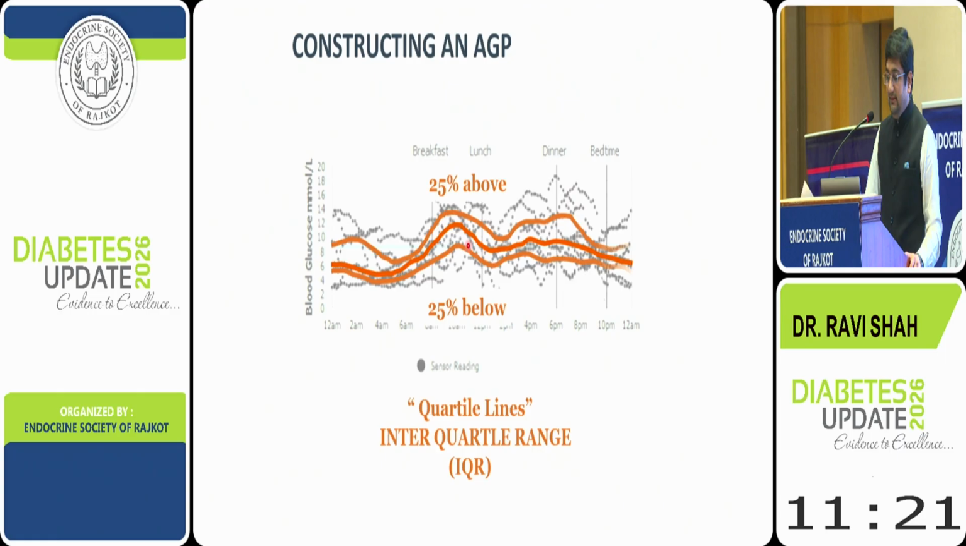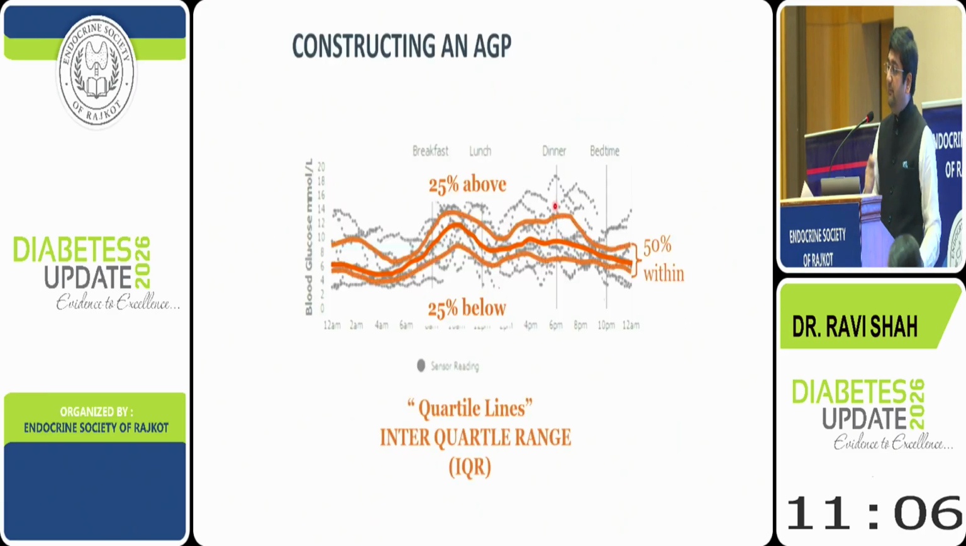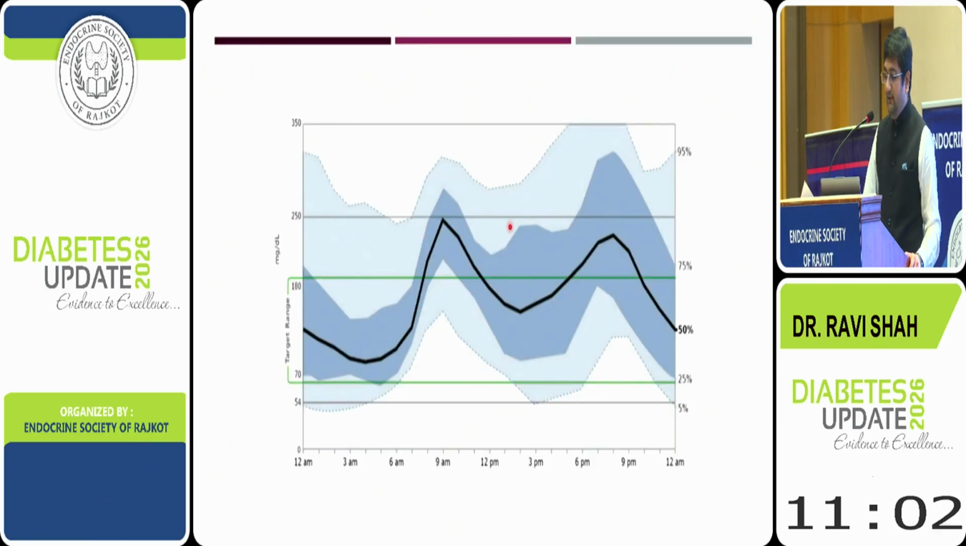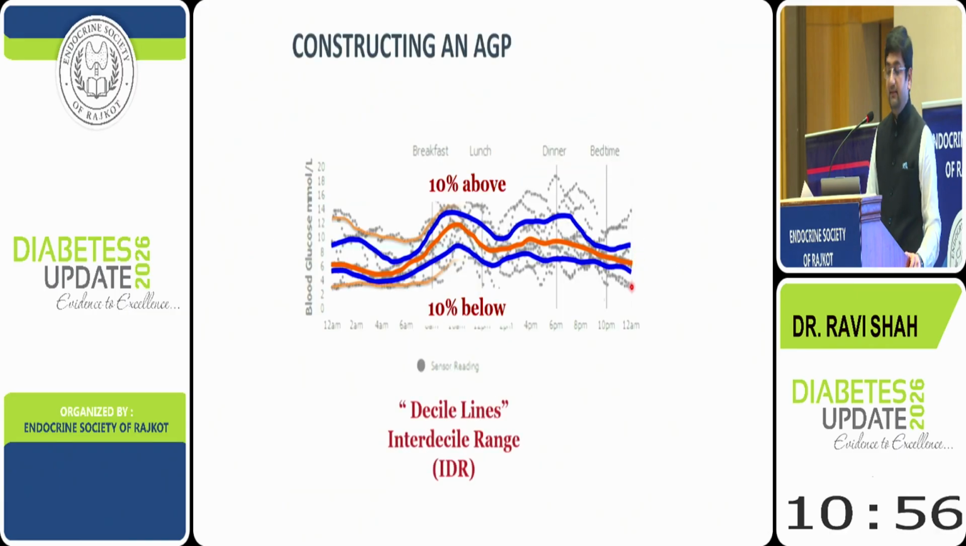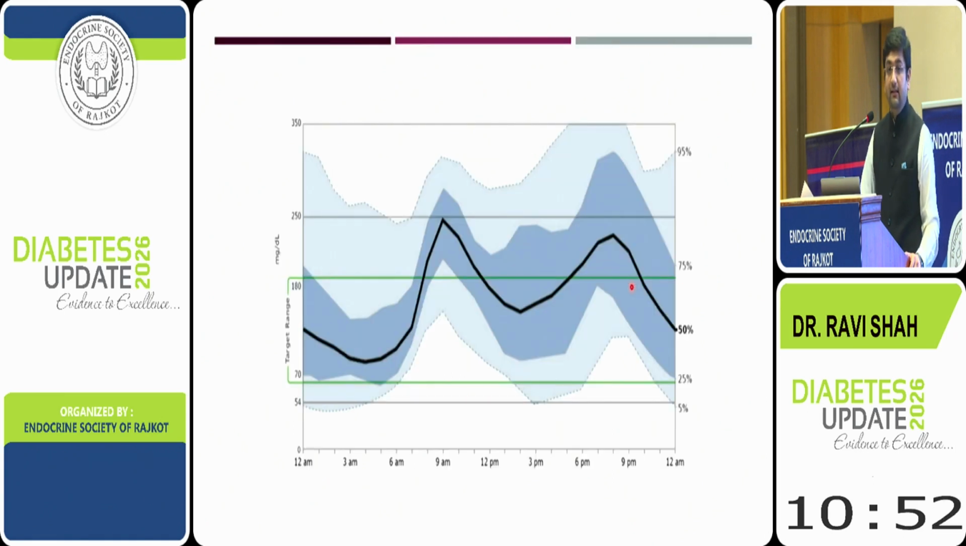What this is basically showing is that the median value, so this black line, is the patient's average glucose value throughout when the patient was wearing that sensor at different points of time. 25% above and 25% below. So this is the patient's 25th centile line and this is the patient's 75th centile line. And then last is the 10% above and 10% below. So 10th centile line and the 90th centile line.